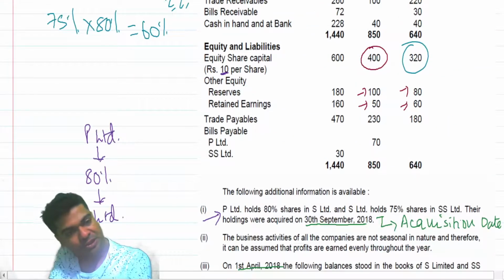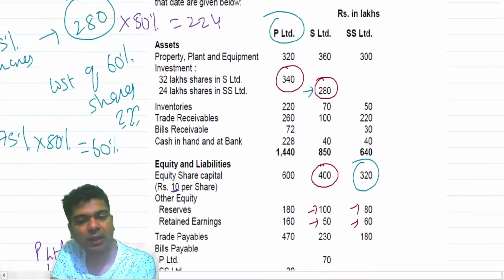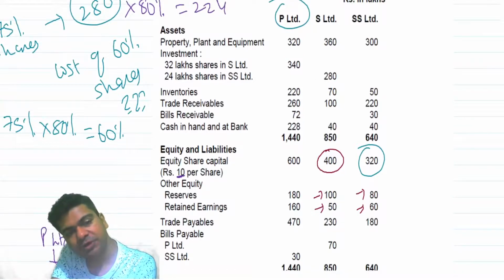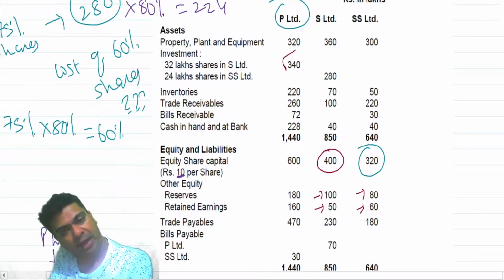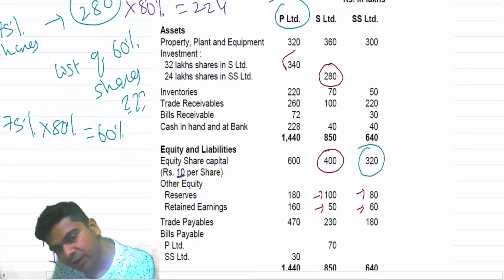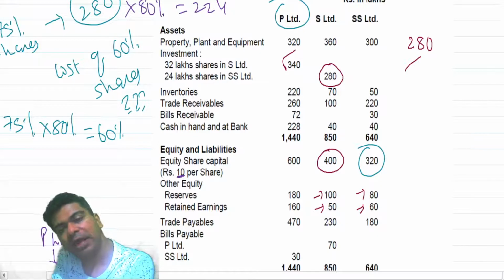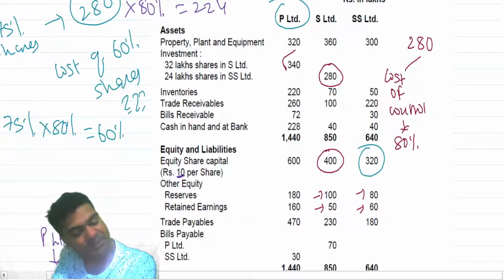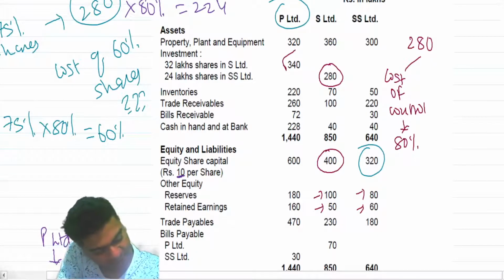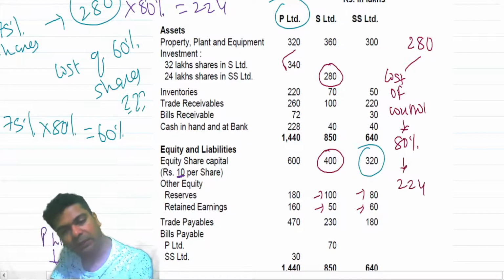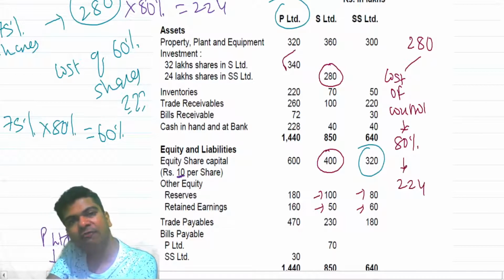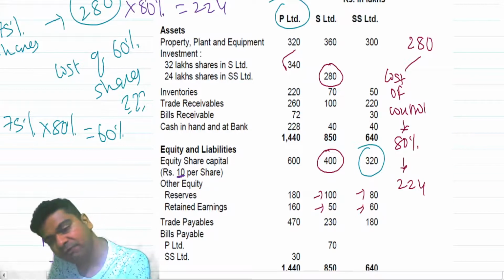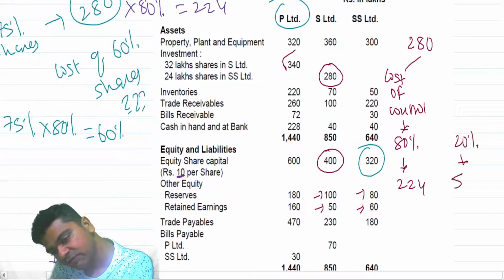Now, if you check with the balance sheet, here it is. This 280, I want you to concentrate on that. See, this 340 is entirely taken. But in S Limited, you have a figure of 280. Now, when you calculated the cost of control, you have taken only its 80%. This 280 was multiplied by 80% and it turned out to be 224. So out of 280, 224 has been taken care of. But the balance figure also has to be taken care of, isn't it? The balance is 20%, which is turning out to be 56.